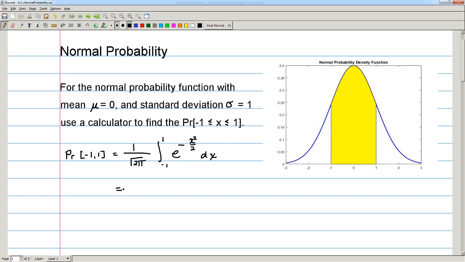Now, I know for a fact that the TI-84 Plus has a function for calculating the normal distribution. You would need to look in the math functions for normal CDF for cumulative distribution function, and you will want to go from minus 1 to 1, and your mean will be 0 and sigma will be 1, and this will give you the right value, 0.6827.